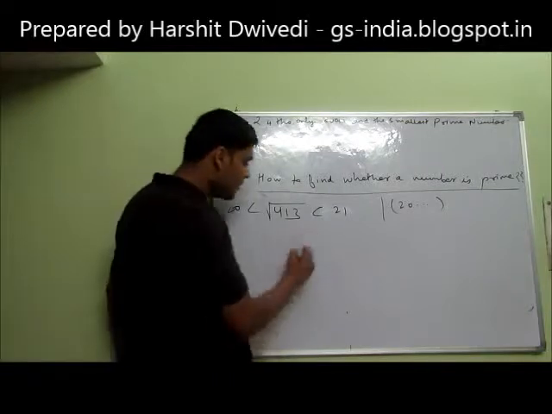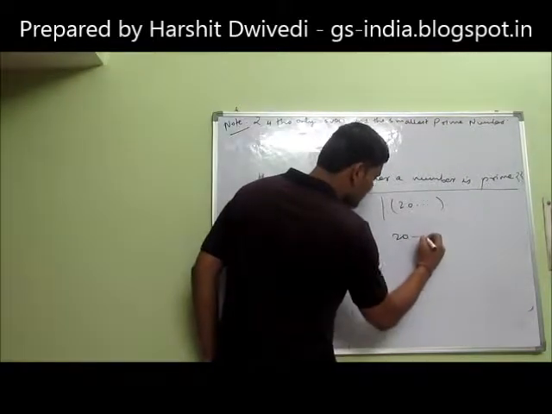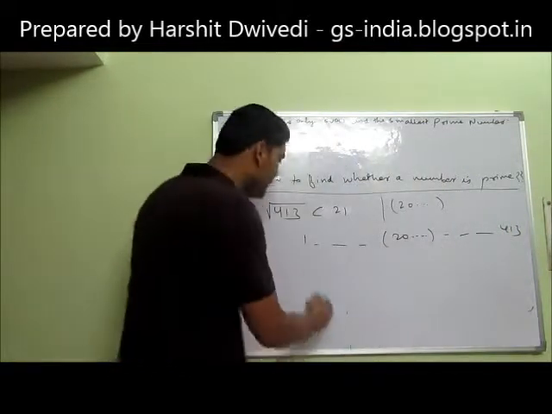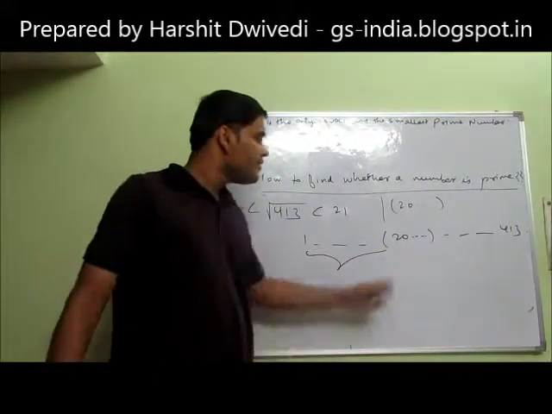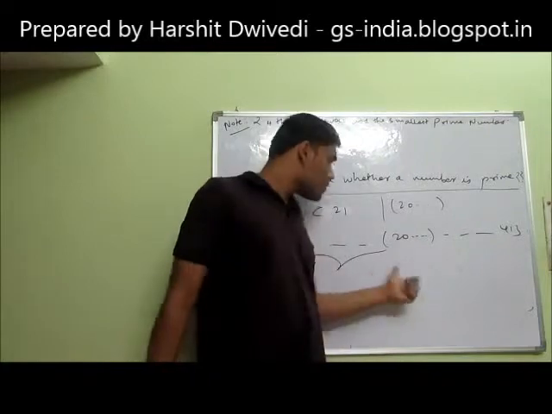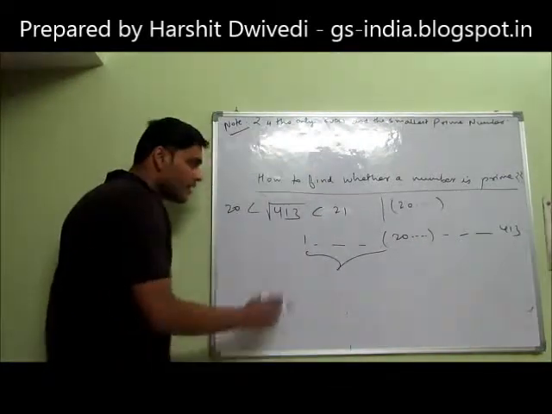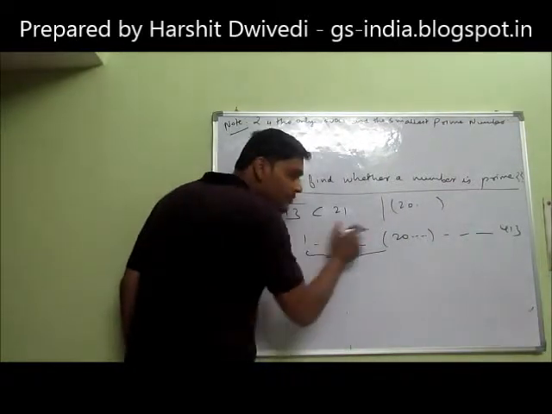So the range would be 1 to 20 point something, to the square root of 413. If we are able to find a number in this range, we will easily be able to find a number in the other range corresponding to this number. This is the logic of factor pairs. So I am going to write down every number from 1 to 20.